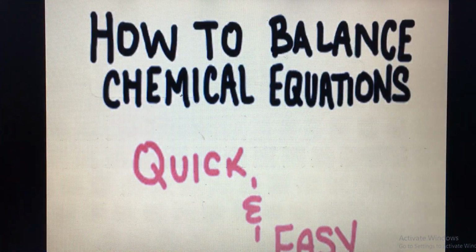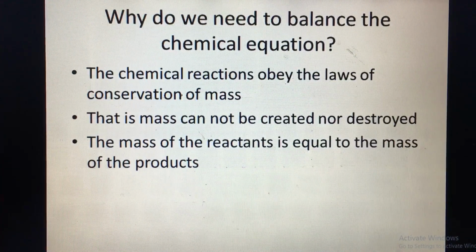Students, in this video we are discussing the topic: how to balance a chemical equation. So why do we need to balance the chemical equation? Because chemical reactions obey the law of conservation of mass. That is, mass cannot be created nor destroyed. So the mass of the reactants and the mass of the products should be equal after the chemical reaction.